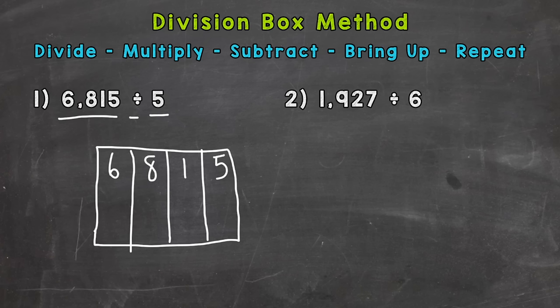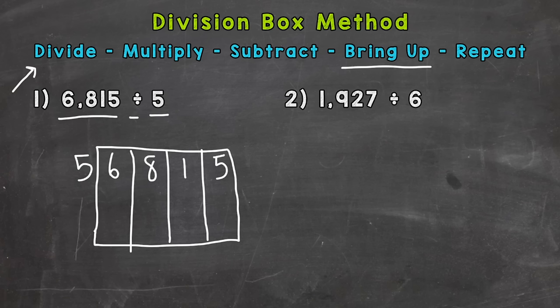So once we have that set up, we can put our 5, our divisor, on the outside. And our problem is set up and ready to be solved. So we can go through the steps at the top of your screen. Divide, multiply, subtract, bring up, and repeat. Those are basically the same exact steps that you use for the traditional long division method, except we are going to bring up with the box method instead of bring down, which you do with the traditional method.